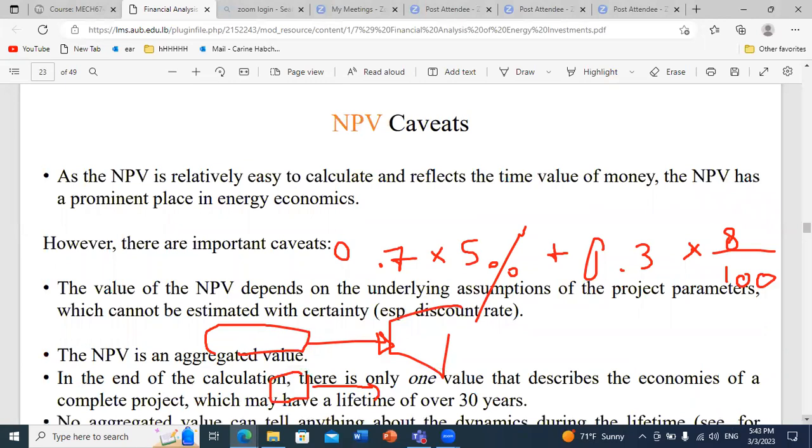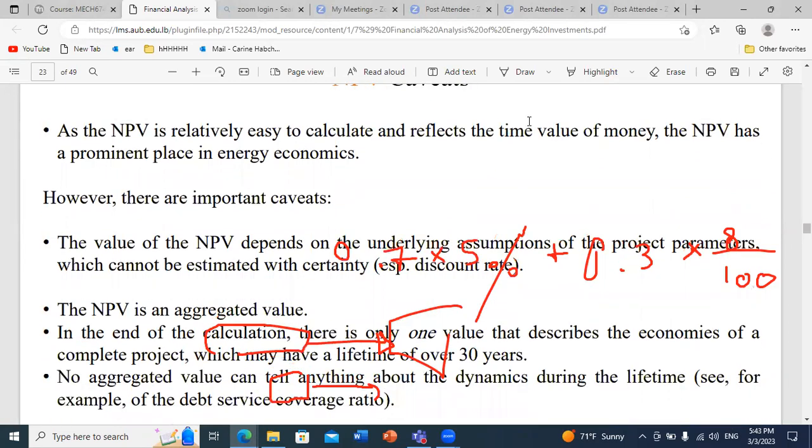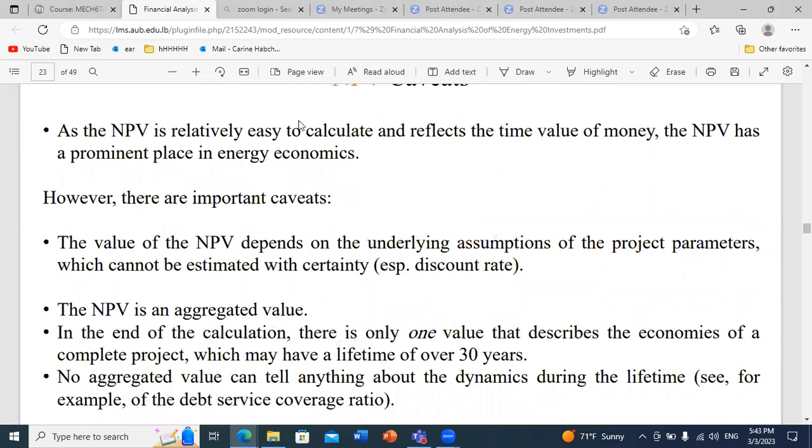Now, let us talk about some disadvantages of the net present value. As the net present value is relatively easy to calculate and reflects the time value of money, the NPV has a prominent place in energy economics. However, we have some disadvantages if we just take this method. Why? Because first, the value of the net present value will depend on the underlying assumptions of the project parameters, which cannot be estimated with certainty.